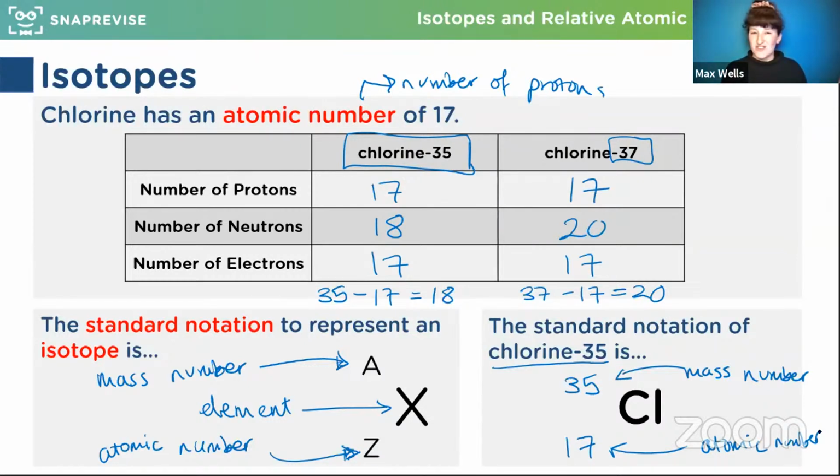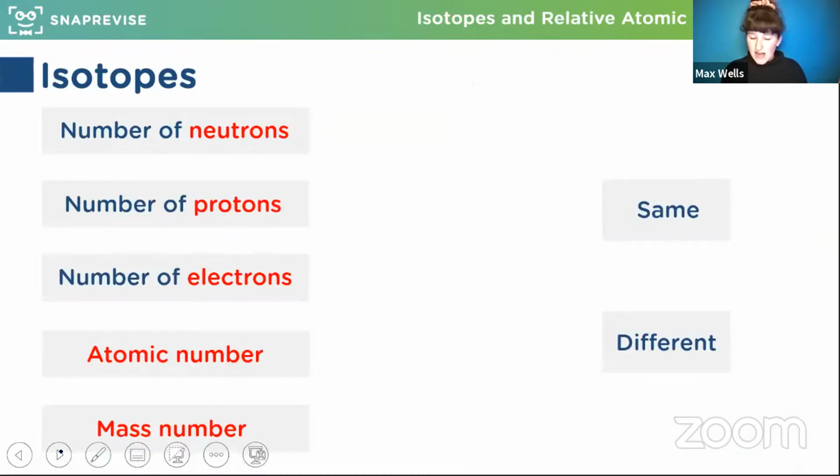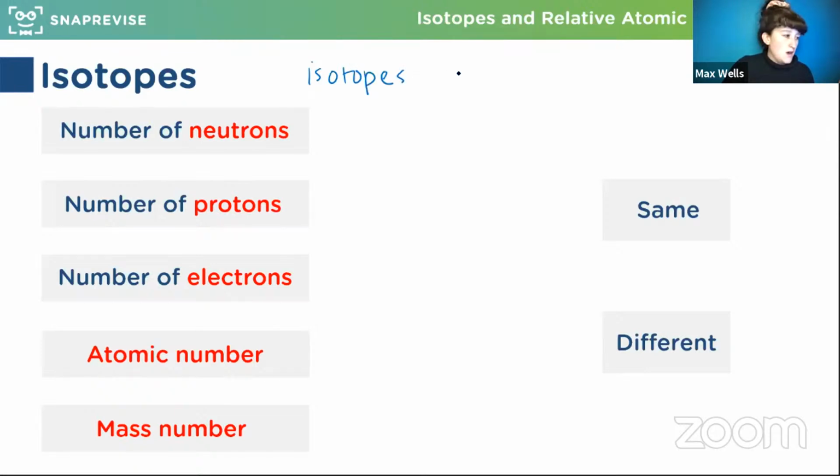So let's do a bit of a test then, just see whether you've got this concept of an isotope. What is the same about isotopes versus other isotopes? If I've got, so for example, we could compare chlorine 35 and chlorine 37. So what's the same about chlorine 35 and chlorine 37, and what is different? Anybody got any ideas?